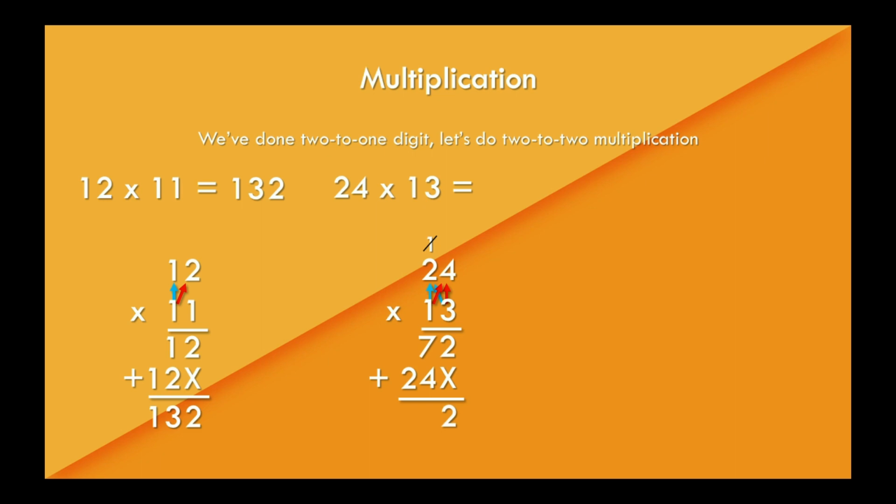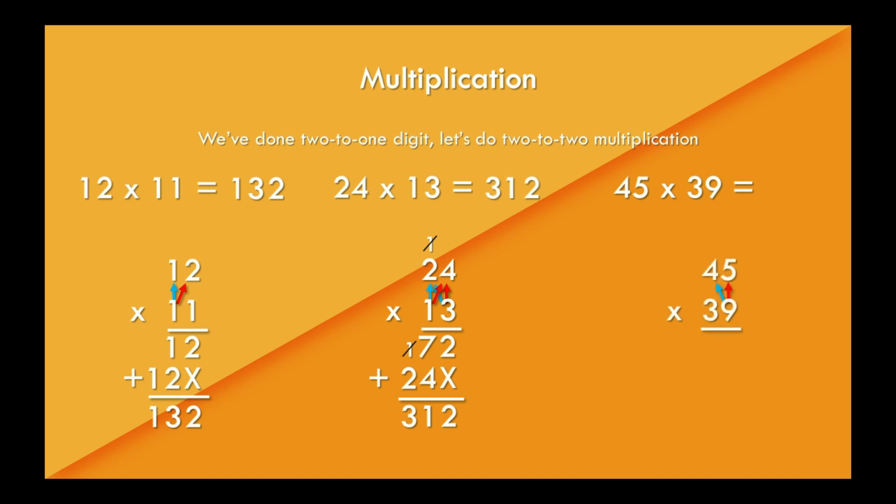2 plus 0 gives us 2. 7 plus 4 gives us 11, where we carry the 1, adding it to the 2 to get 3, leaving the final answer as 312. Let's do one more example to really solidify the methodology.